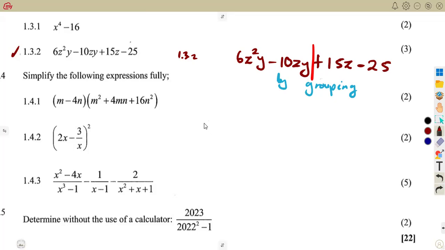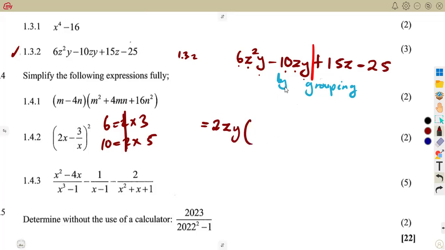So you're asking yourself, for the first 2 terms, what is common? What is your highest common factor? You factor out the highest common factor between these 2 terms. So 6 and 10, 2 is the highest common factor, remember? 6 is 2 times 3. 10 is 2 times what? 2 times 5. So 2 is common. That is the highest common factor. Z squared and Z, we're going to take Z, the one with the smallest exponent. Y and Y, we're just going to take that Y as the same part, guys, all right?